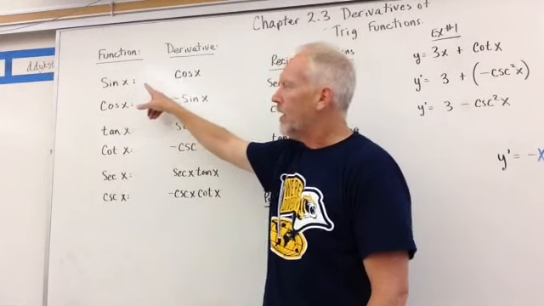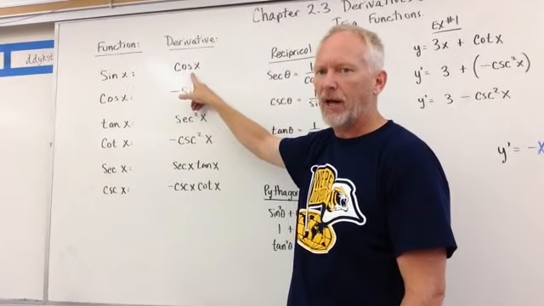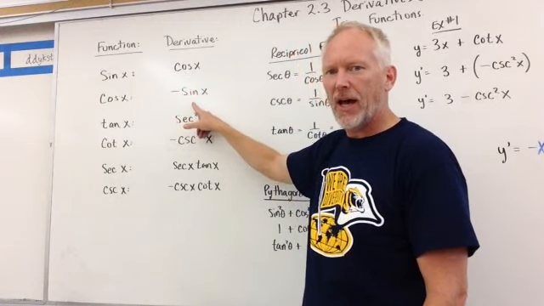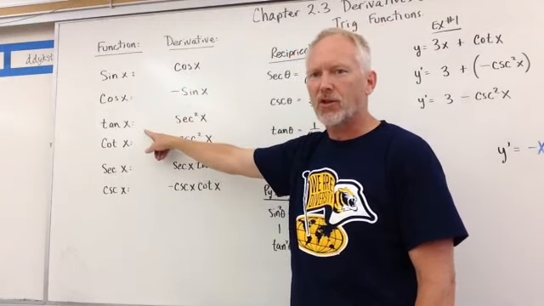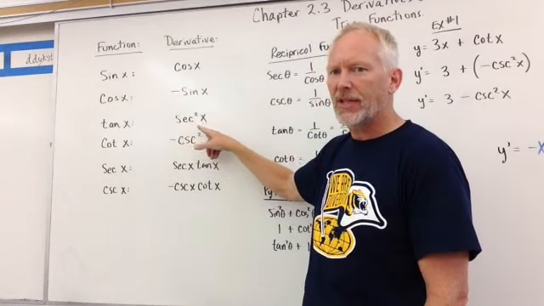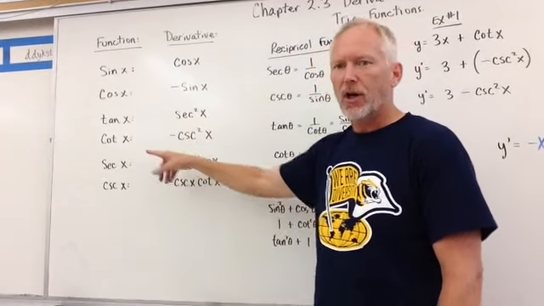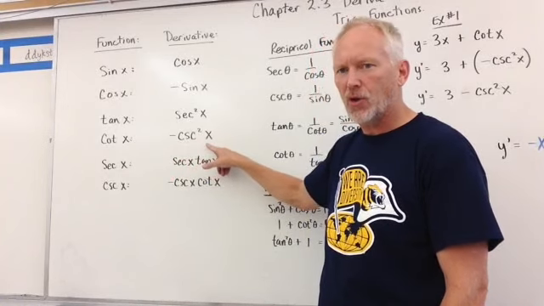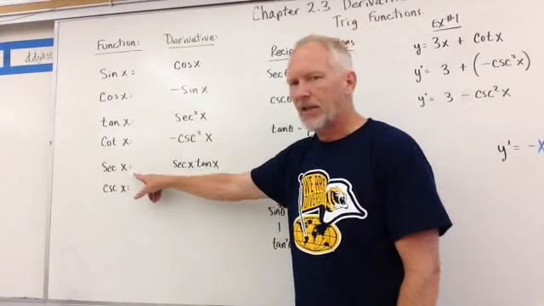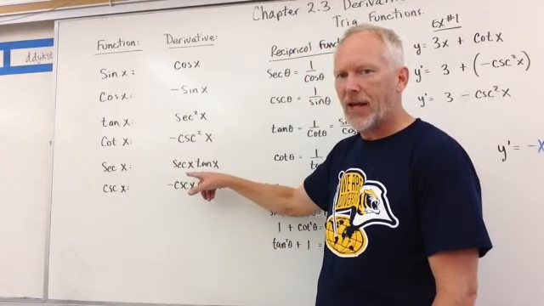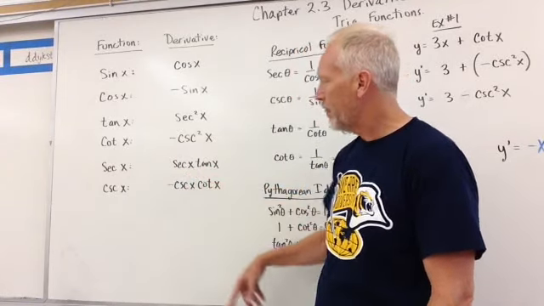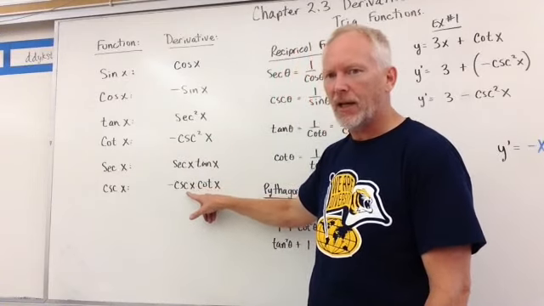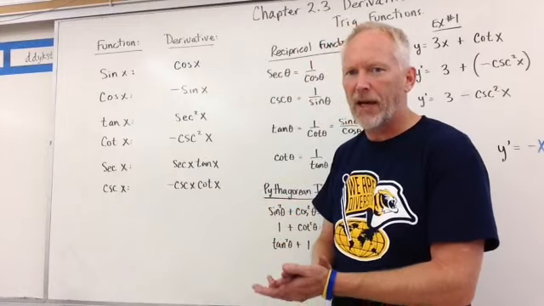Sine of x, the derivative of sine is cosine of x. Cosine of x, its derivative is negative sine of x. Tangent of x, derivative secant squared of x. Cotangent x, negative cosecant squared of x. Secant x is secant x times tangent x. And cosecant x is negative cosecant x times cotangent x.